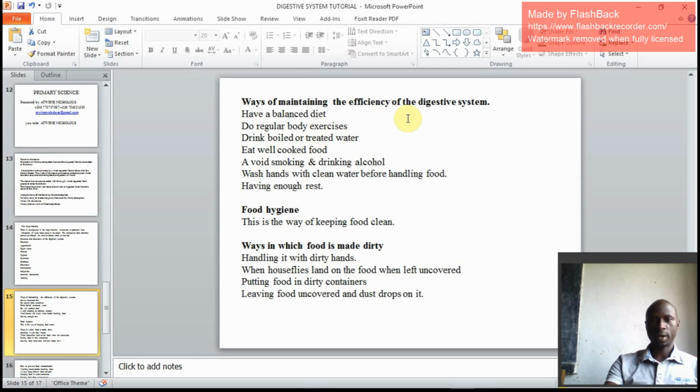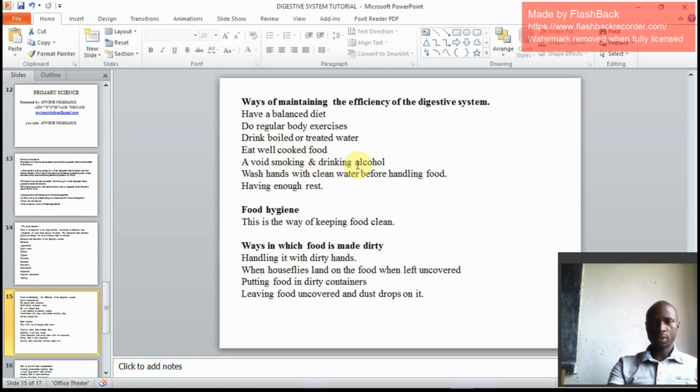Then still on the digestive system, we need to drink boiled or treated water, because unboiled water will contain germs that will cause diseases. We need to eat well-cooked food. When you eat meat, like pork, which is not properly cooked, you may get tapeworms. You eat food which is not cooked and contaminated, like vegetables, you may end up having roundworms.